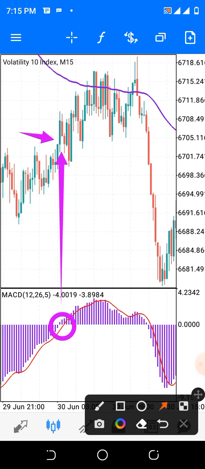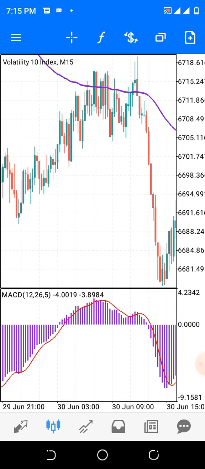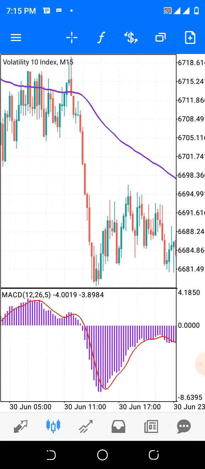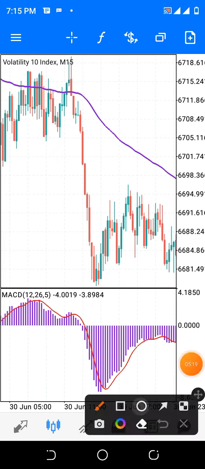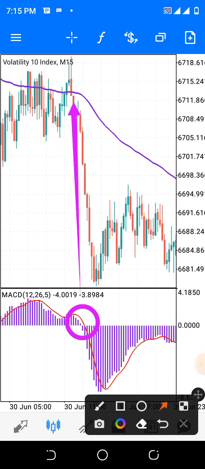There is another crossing here. This is a crossing. Now let's see. There is a simultaneous crossing. Now see it. There is a crossing. So you take your position here. And this is a lot of gain, as easy as that. You keep on making the market, keep on making your profit.